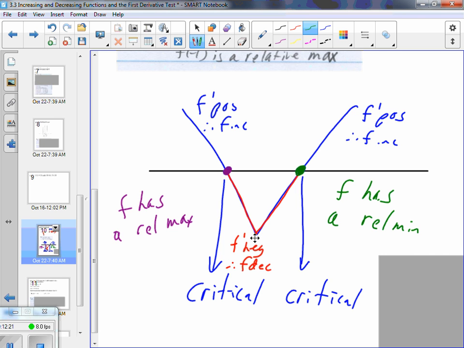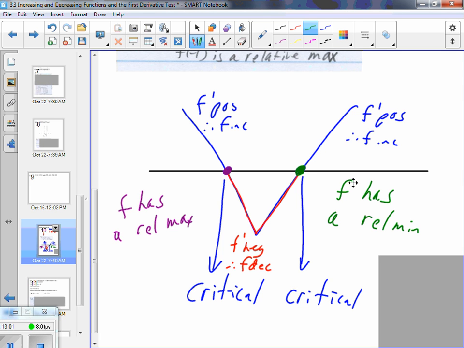If that was f, yes, but that's not f, that's f prime. For us, at this point, it doesn't matter. Once we get to concavity of functions, then it'll come back into play, okay? We'll do one of those in a minute. All right, y'all with me?